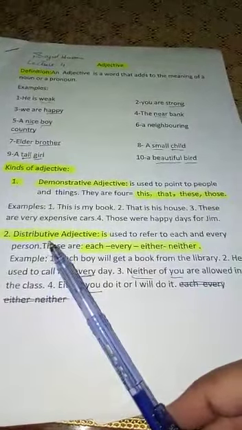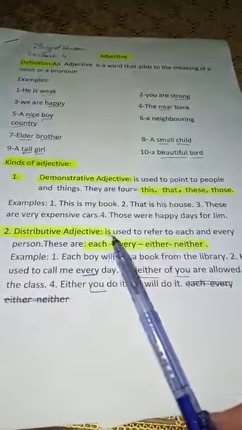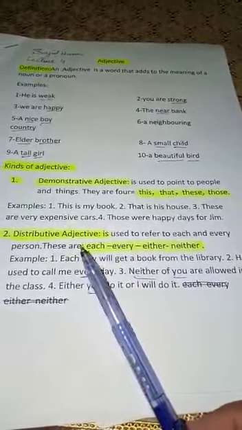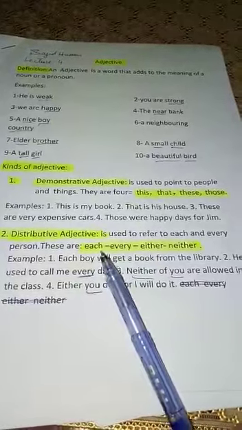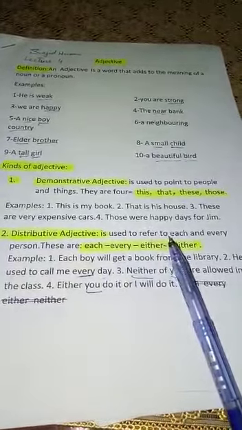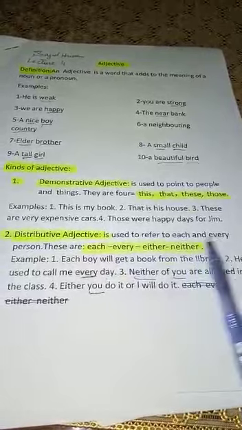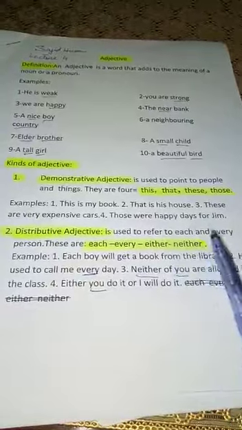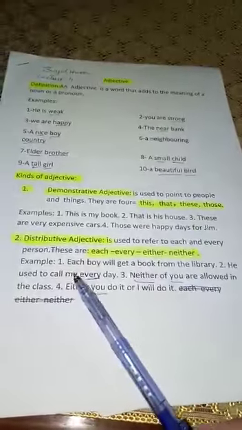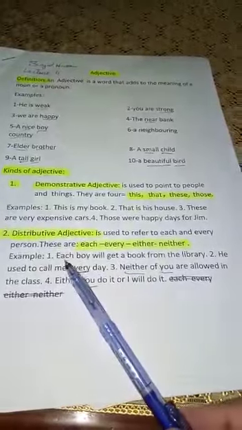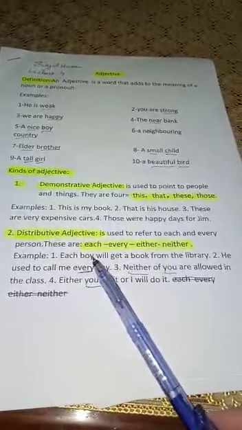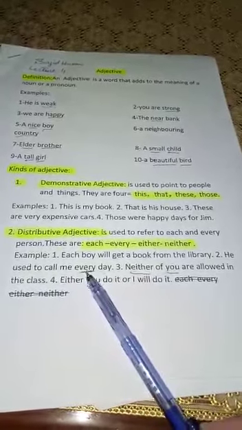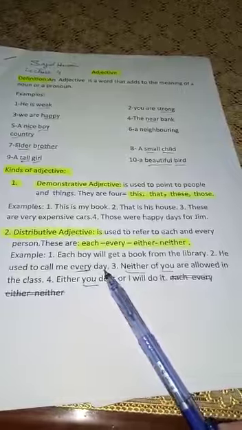Then follow the distributive adjectives. A distributive adjective is used to refer to each and every person. These are each, every, either, neither. The examples are: Each boy will get a book. Each adds to the meaning of the noun boy. He used to call me every day. Every adds to the meaning of the noun day.